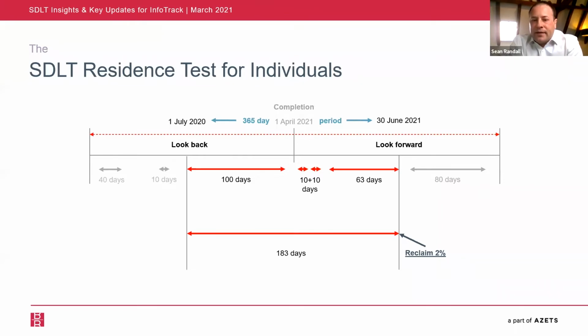So really what that means is there will now be 2 triggers after completion where individuals can reclaim SDLT up to 5%. So they can reclaim the 3% surcharge, which already applies if they dispose of a main residence and live in the purchased property as their new main residence. And also they can reclaim a 2% surcharge by simply staying in the UK for the requisite number of days.